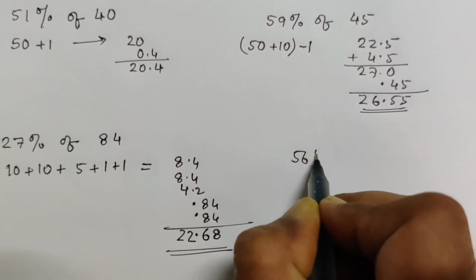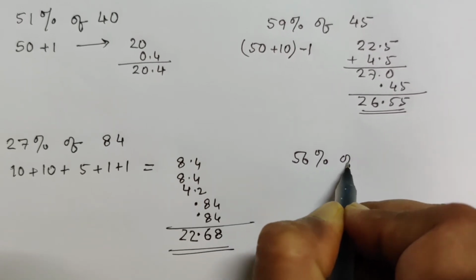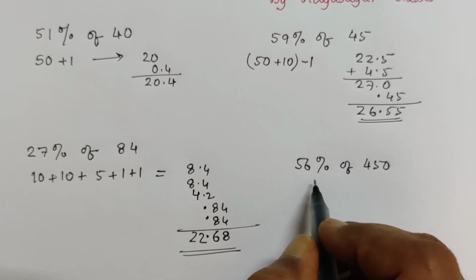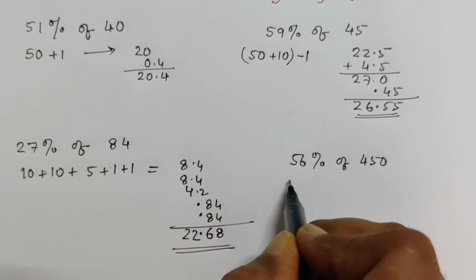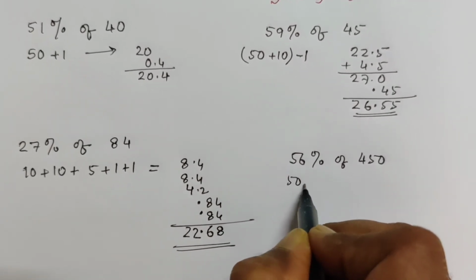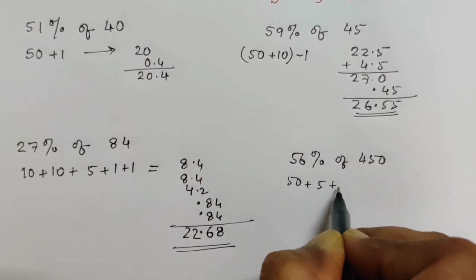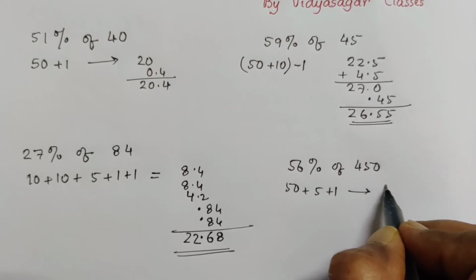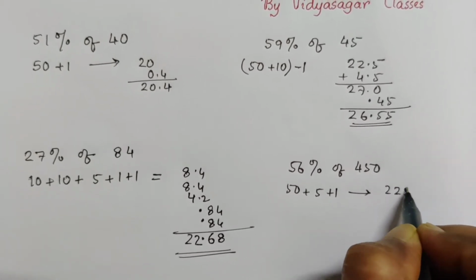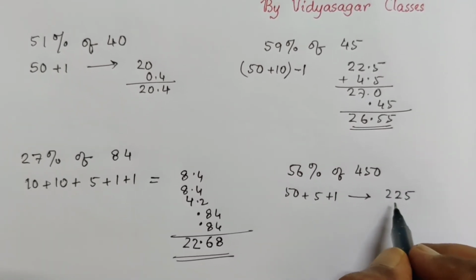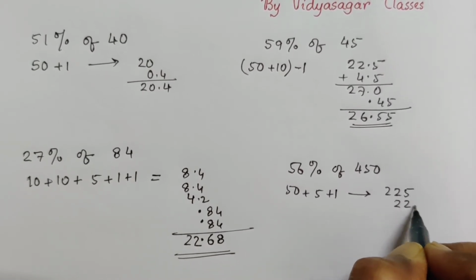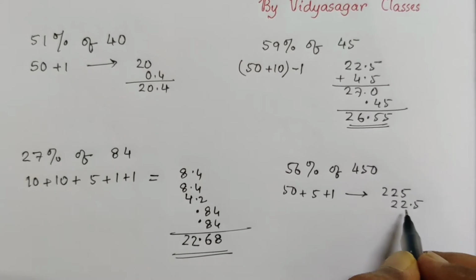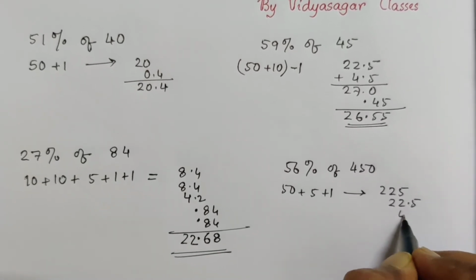Now 56% of 450. We increase the number slowly and slowly. 56%, again we are going to split it: 50 plus 5 plus 1% of 450. 50% of 450 is 225. 5% is 22.5. 1% is 4.5.